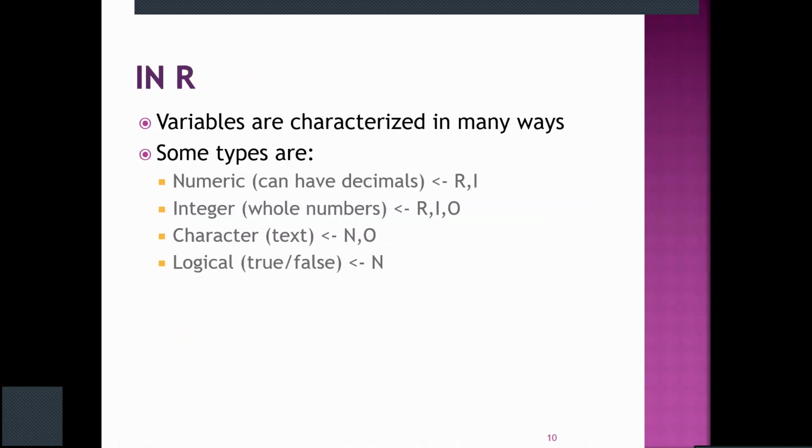In R, variables are characterized in many ways. Some are numeric, and those can have decimals in R, so ratio or interval. Some are called integers, and those have to be whole numbers, which could be ratio, interval, or ordinal. Some are characters, so those are words, those are text, which tend to be nominal or ordinal. And some are logical, which are like things are true or false, and that's a nominal category, right? They're either one or the other. That's it.